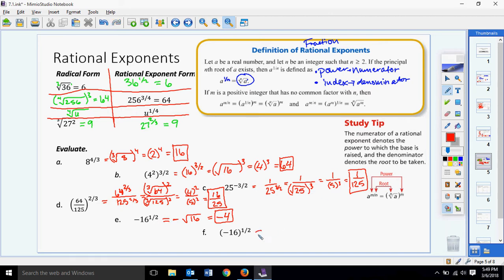And the last one, here it is. I did not even notice. So we're taking the square root of negative 16 to the first power. And like I said, there is no real number that is the square root of negative 16.